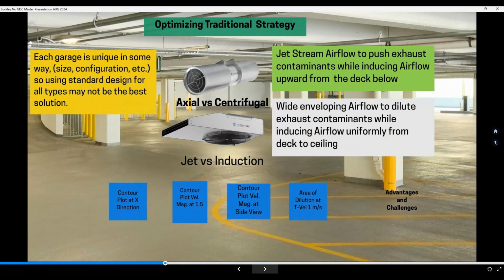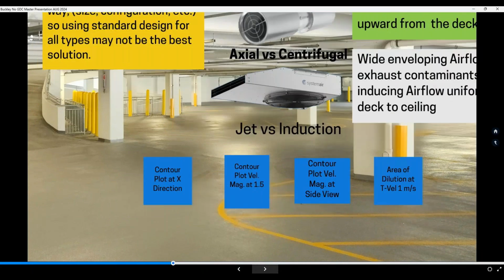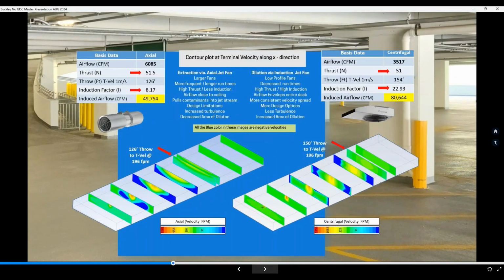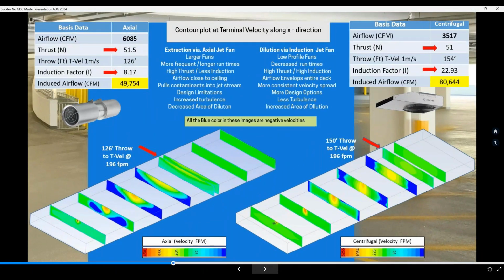So I have four modules here we're going to talk about. Contour plot at X direction, contour plot velocity magnitude at 5 feet off of the garage floor, contour plot velocity magnitude inside view, and then we're going to illustrate the area of dilution. To set the table for this module, I'm going to set the basis data, which is going to be consistent for the next 3 slides, including this one here.